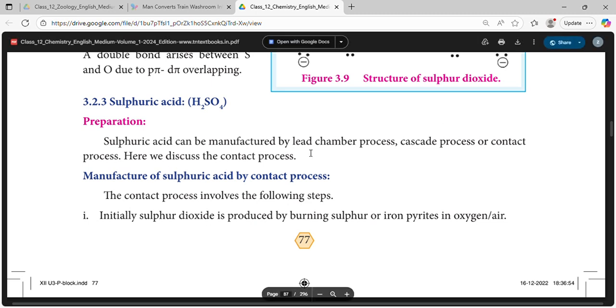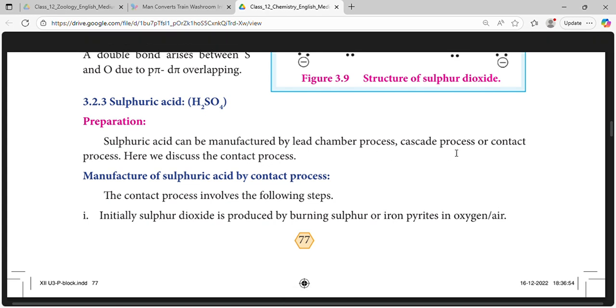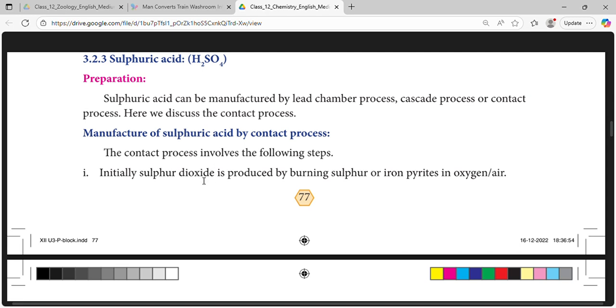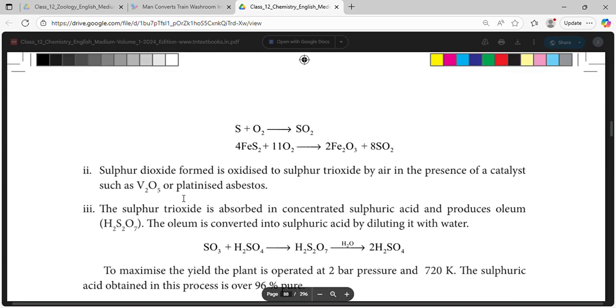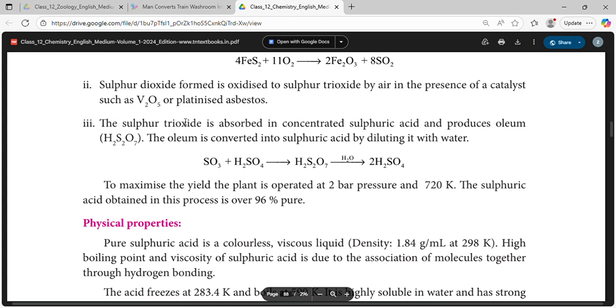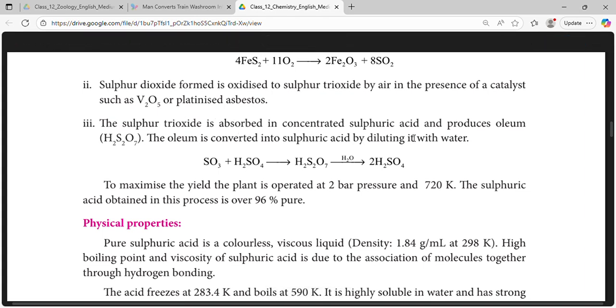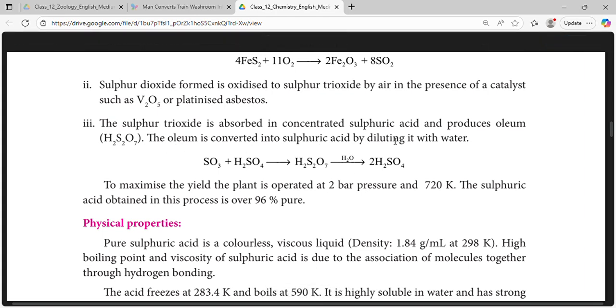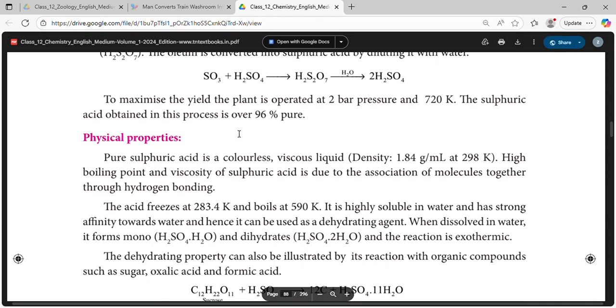Sulfuric acid can be manufactured by the lead chamber process, cascade process, or contact process. The contact process involves sulfur dioxide produced by burning sulfur or iron pyrites in oxygen or air. The sulfur dioxide formed is oxidized to sulfur trioxide by air in the presence of catalysts such as V2O5 or platinized asbestos. The sulfur trioxide is absorbed in concentrated sulfuric acid and produces oleum, H2S2O7. Oleum is converted into sulfuric acid by diluting it with water.